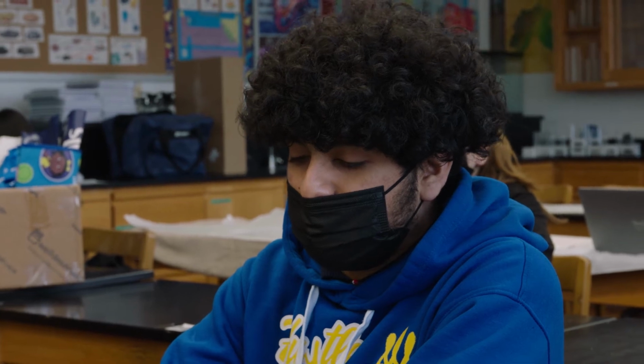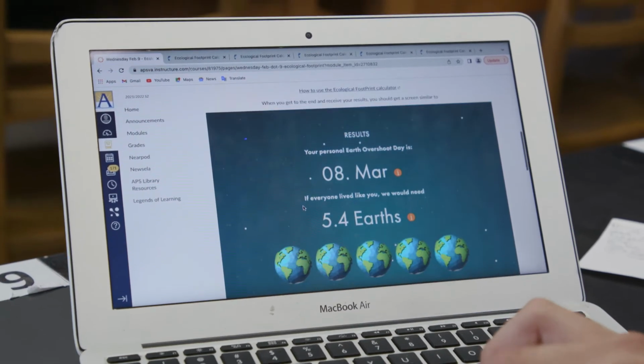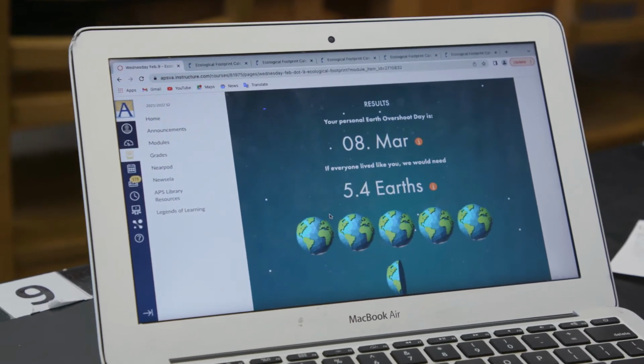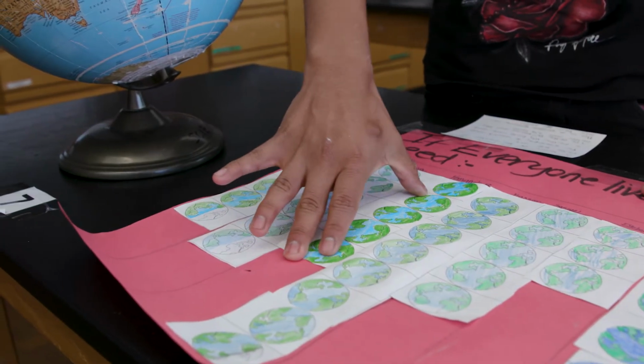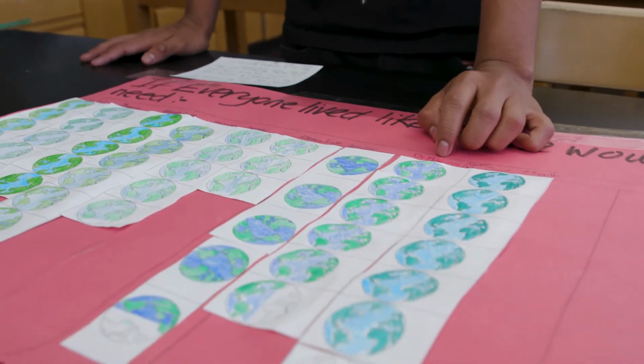We use the ecological footprint calculator to find out how many earths we need. We calculate our own footprint in terms of the number of earths we use. For example, I will need 5 earths. My friend Oscar needs 7.5 earths to live. My teacher will need 5.5 earths to live.